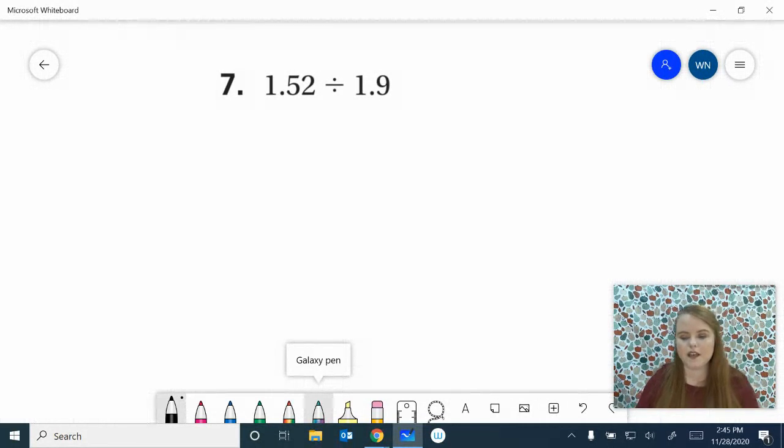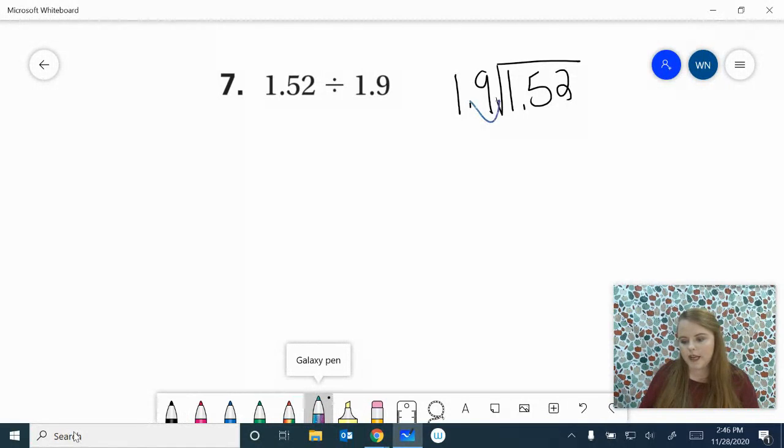Number 7, 1 and 52 hundredths divided by 1 and 9 tenths. Go ahead and set it up and work it out. You should have set it up as 1 and 52 hundredths divided by 1 and 9 tenths. Let's swoop that decimal point out because you cannot divide with the decimal in the divisor. Got to get rid of it. And since we swooped it 1 right here, we got to swoop it 1 right here. Bring it up. Magical decimal line. There it is.